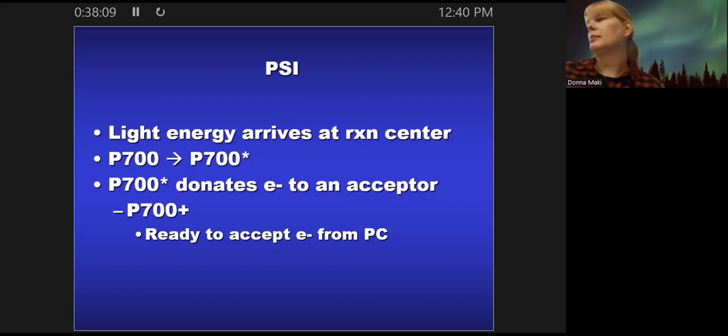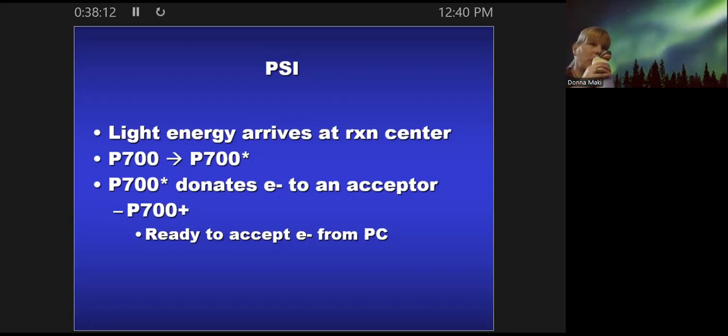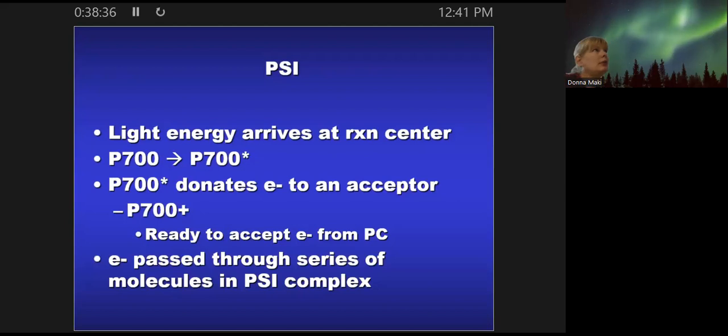So that's pretty much it: if it doesn't have that electron, it's always P700+. With the P700+, that means, okay, I have a missing electron, I've got to get it from plastocyanin. And so once that light energy excites that electron off and gives it to the acceptor molecule, we're going to zoom in now to photosystem 1.